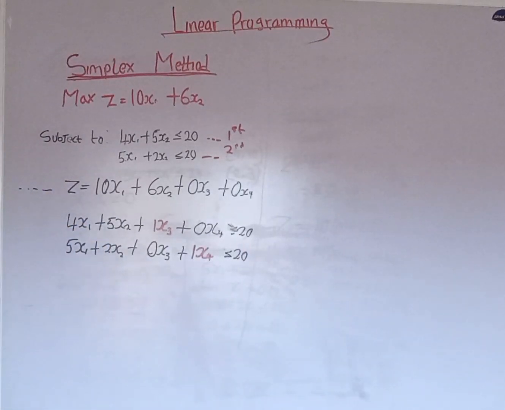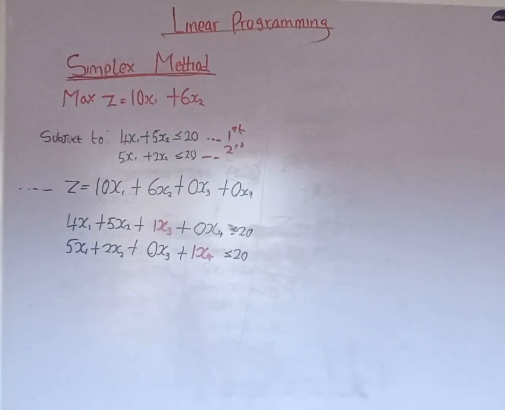Okay, so I have changed this to standard form. This is the standard form now. The next thing that you are going to be doing after introducing your slack variables is to construct your initial simplex table. That's not the first iteration. Construct your initial simplex table.